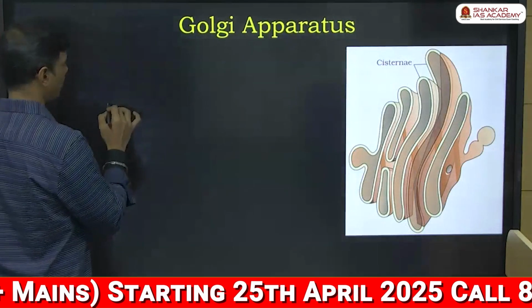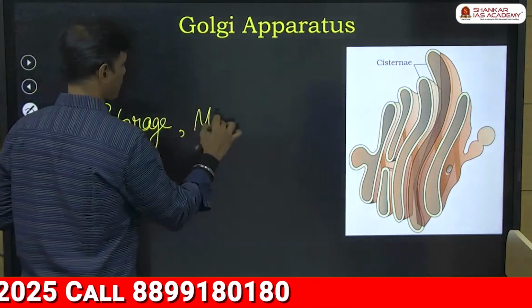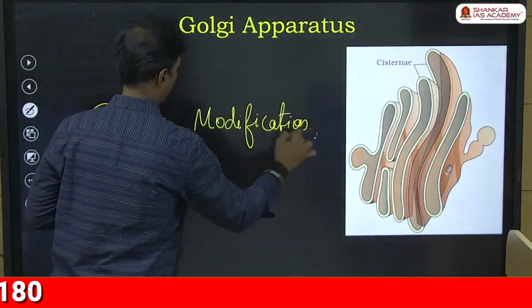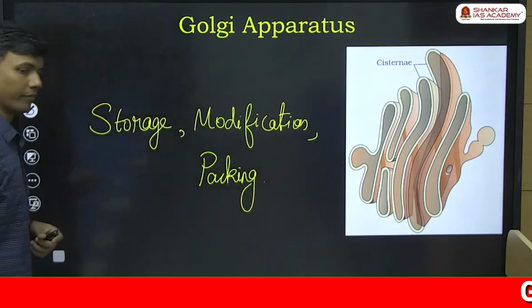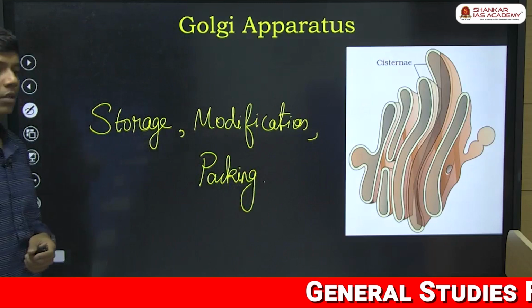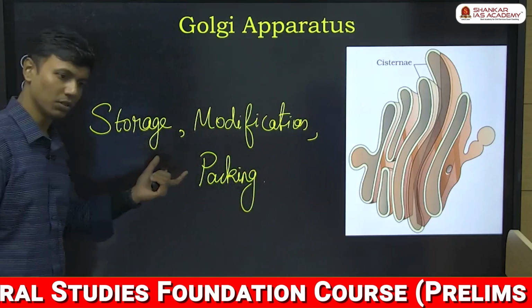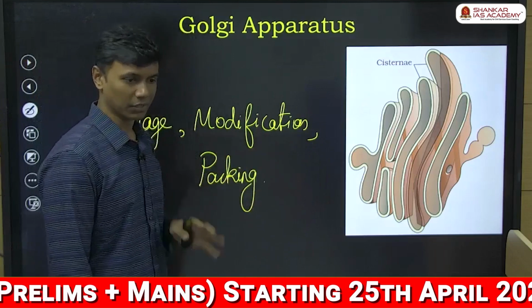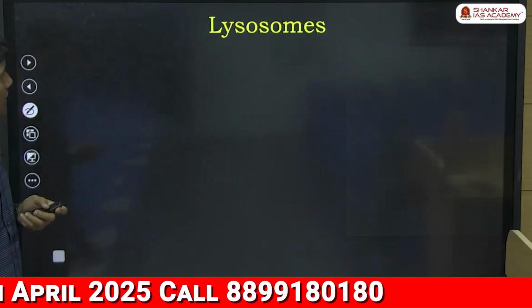You can write three important terms. First is storage, modification, and packing. These are the three important functions of Golgi apparatus. First, it stores food, and then it will modify it in a particular form, and then it will pack and send it across the cellular vesicles. So in general, you remember, packing and everything is performed by Golgi apparatus. Next one is lysosomes.